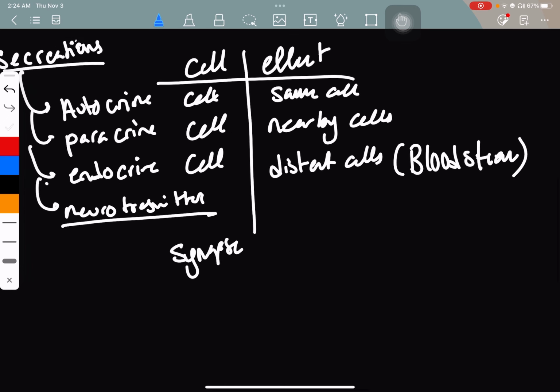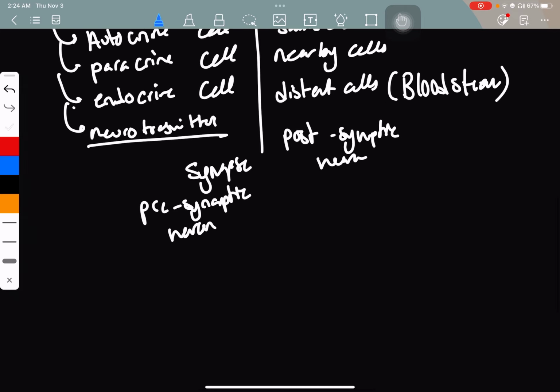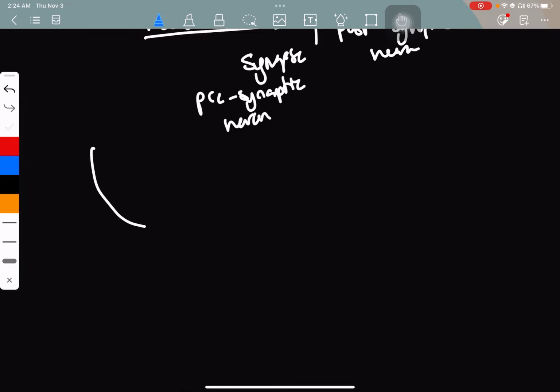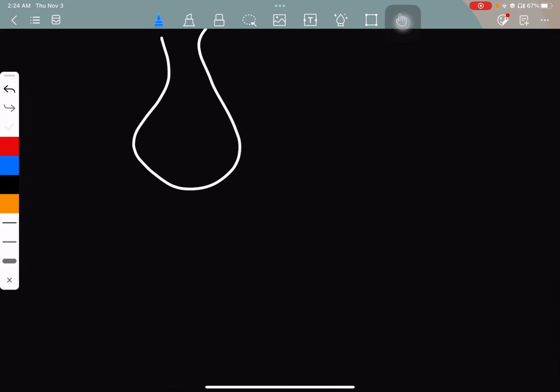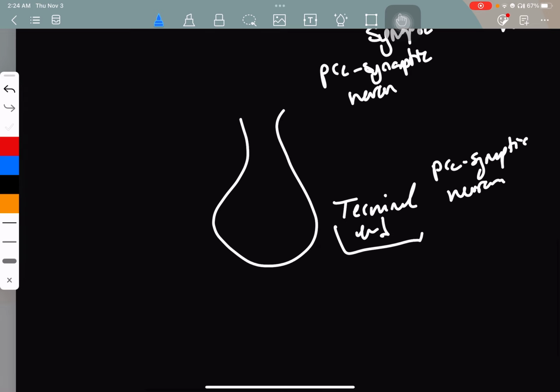The fourth thing that we have is neurotransmitters, and these come from the synapse. They come from the presynaptic neuron and affect the postsynaptic neuron. So what does that mean? We have a synapse. Let's say this is the terminal end of the presynaptic neuron.